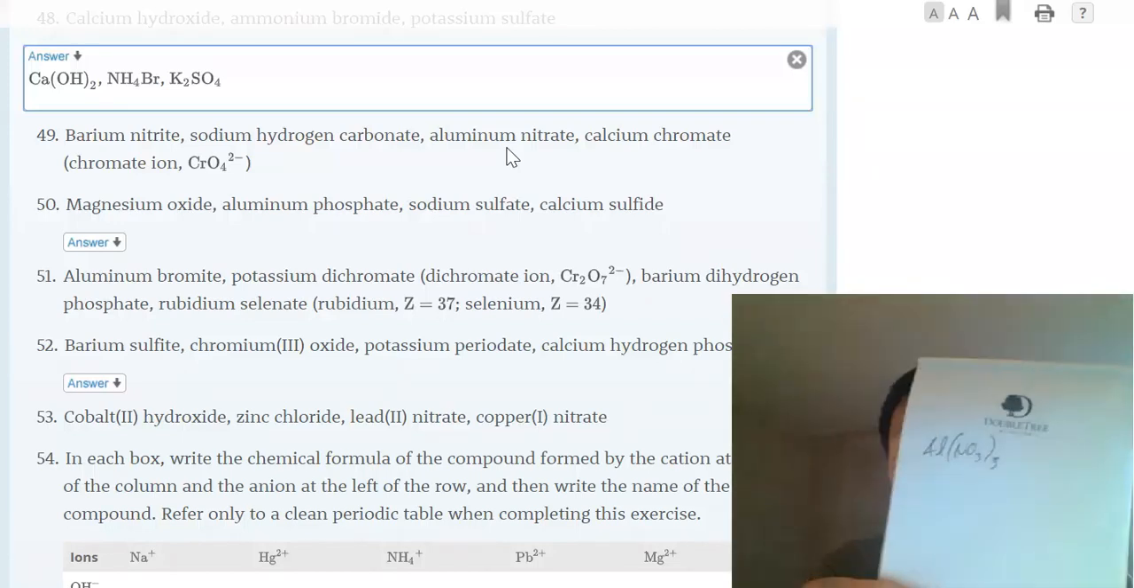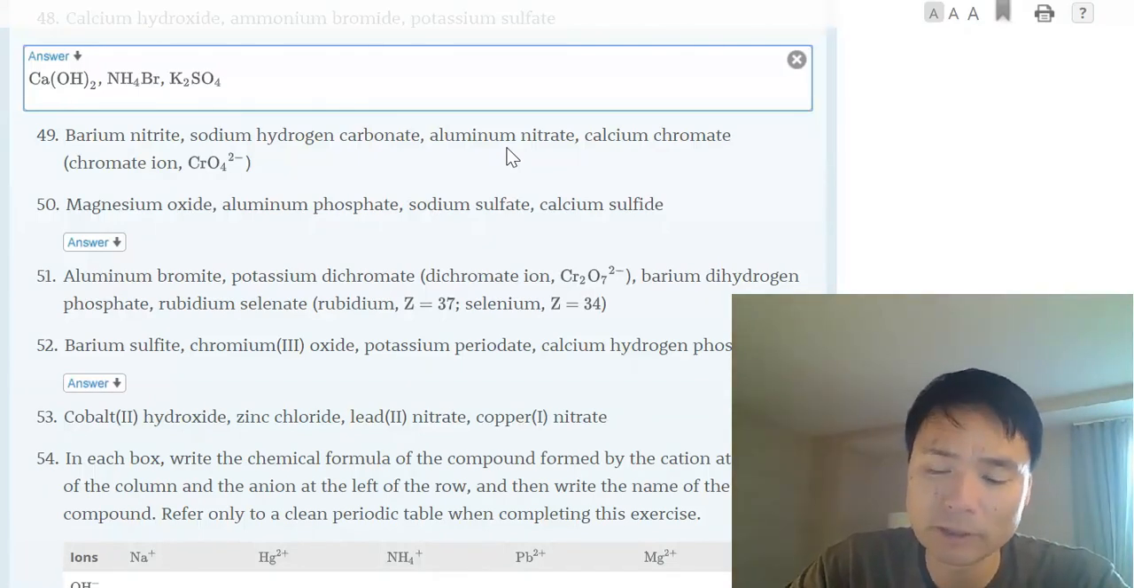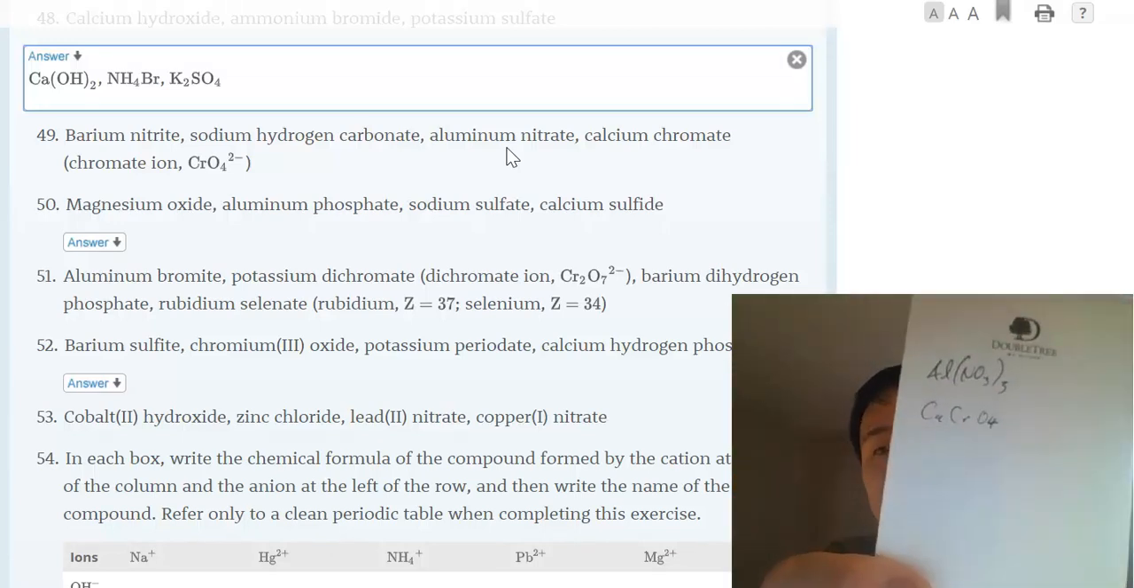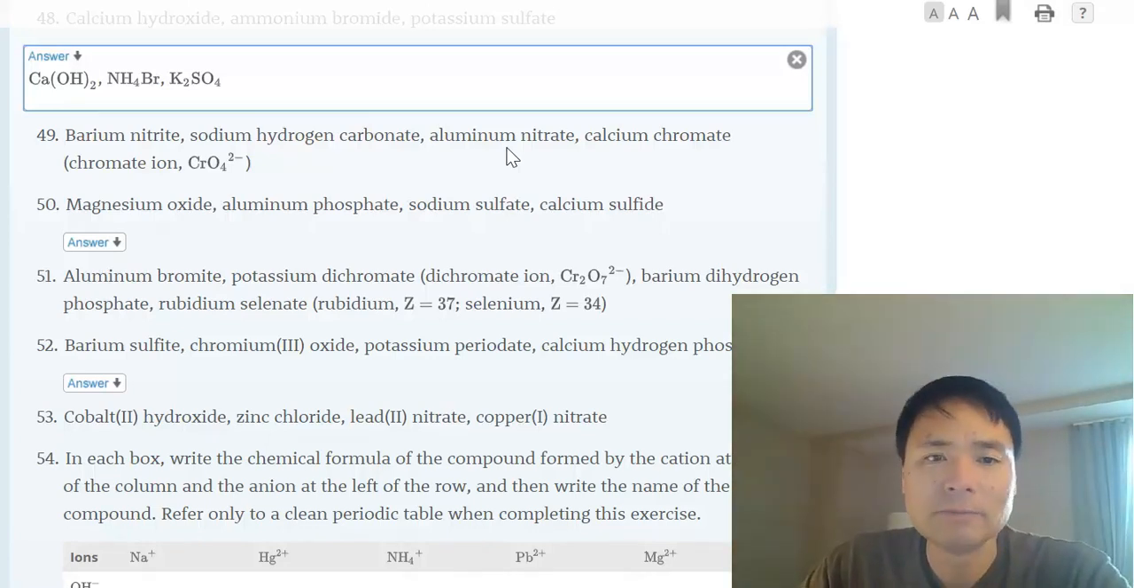Okay, chromate you just have to memorize. Well, that's not off the periodic table. And so chromate is a CrO4 2-, just straight memorization. Calcium is 2 plus. We can get that off the periodic table. CaCrO4, they balance 1-to-1. Okay, magnesium is 2 plus. Oxide is a 2-, so it's just MgO 1-to-1.